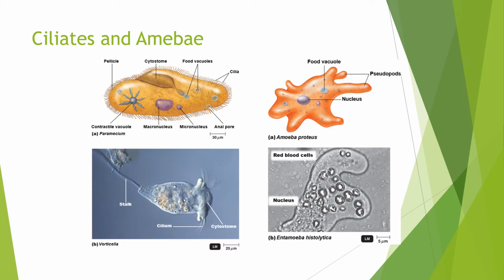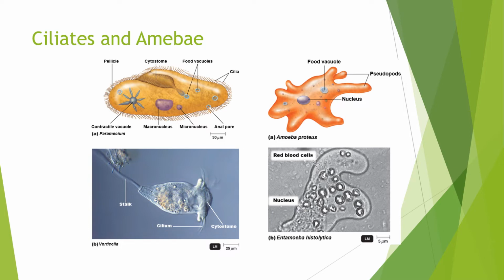It is going to be able to move around, but it doesn't move using cilia. It moves around using what we refer to as pseudopods. Pseudo meaning fake, and pods mean feet. So those pseudopods would help the amoeba crawl, and that's how the amoeba would go ahead and move around.